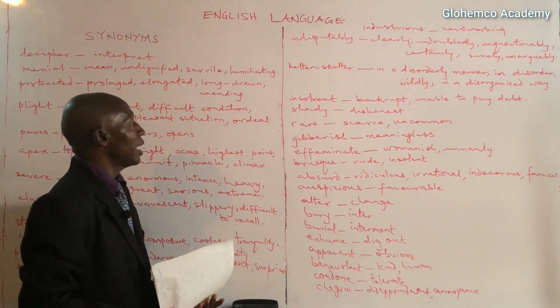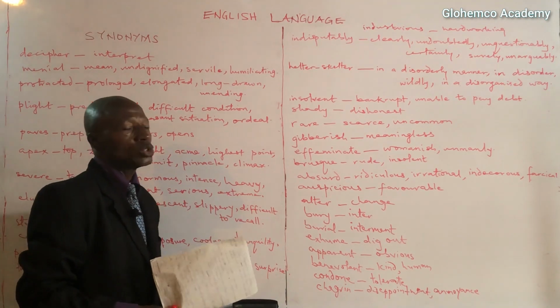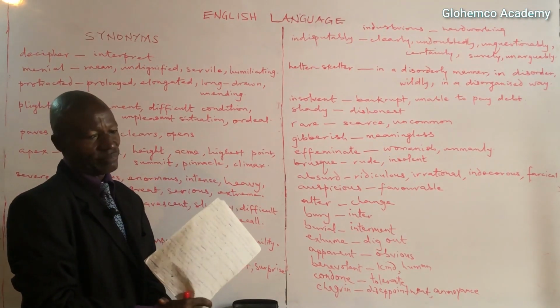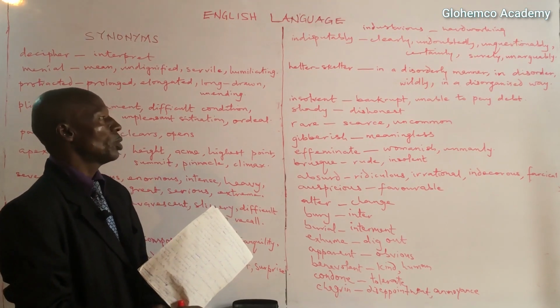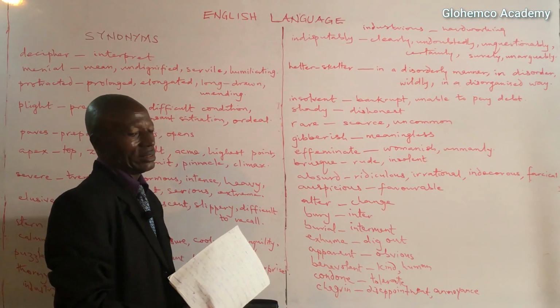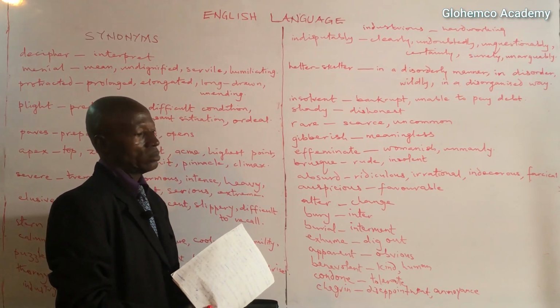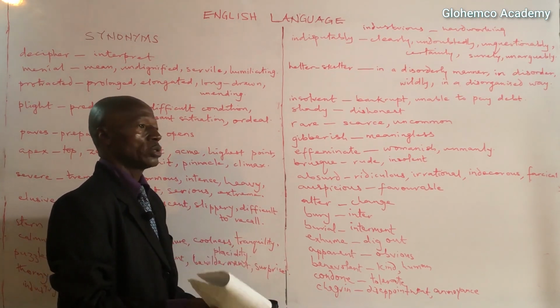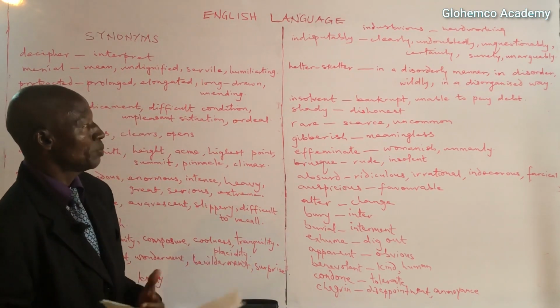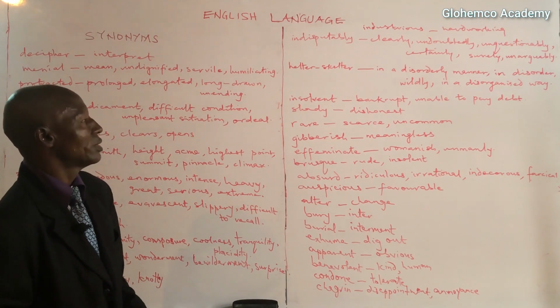All right. Then we have insolvent. For a person to be insolvent simply means a person is bankrupt. He or she is unable to pay his or her debt, maybe a bank or an individual. So the man is insolvent, is bankrupt, is unable to pay his debt.